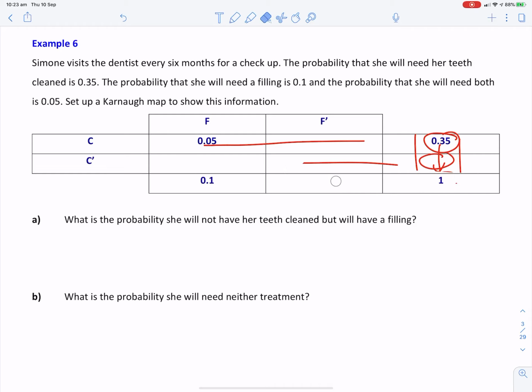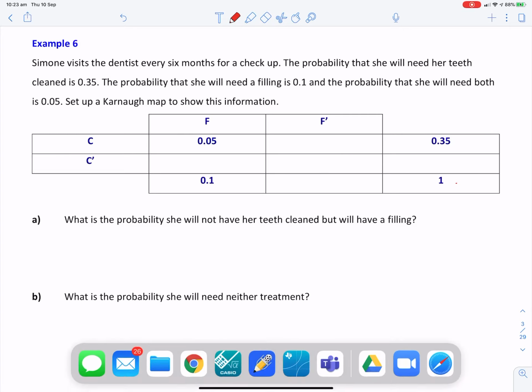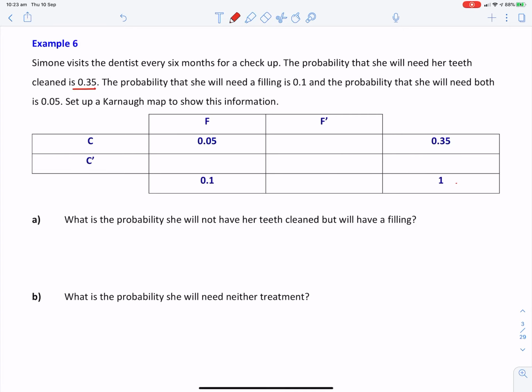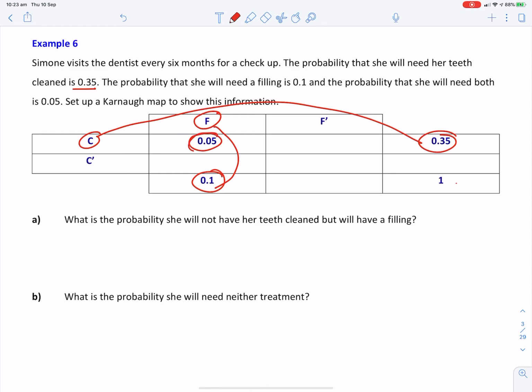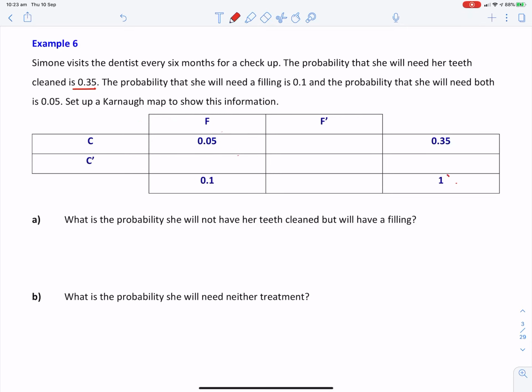So let's summarize. I probably shouldn't have filled out the table, but it says Simone visits a dentist every 6 months for a checkup. The probability she'll need her teeth cleaned is 0.35. So cleaned is 0.35. The probability she'll need a filling is 0.1. The probability she'll need both a clean and a filling is 0.05. So we put that information into the table, and we know it always has to add to 1.